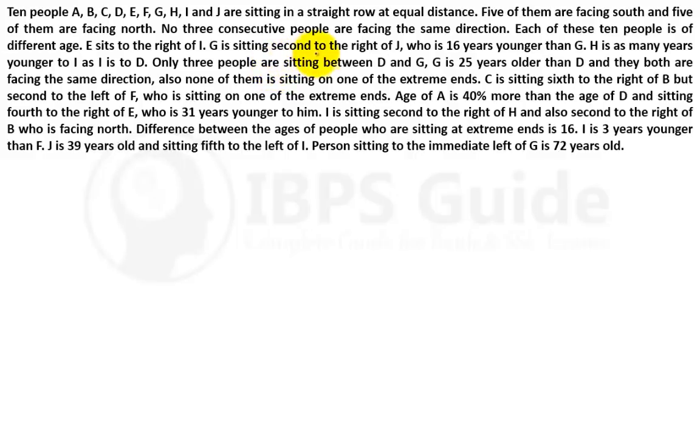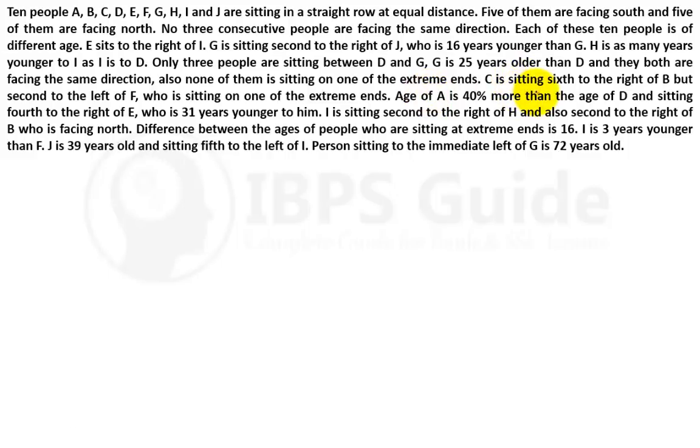G is sitting second to the right of J, who is 16 years younger than G. H is as many years younger to I as I is to D. Only 3 people are sitting between D and G. G is 25 years older than D and they both are facing the same direction, and also none of them is sitting on one of the extreme ends. Neither G nor D.